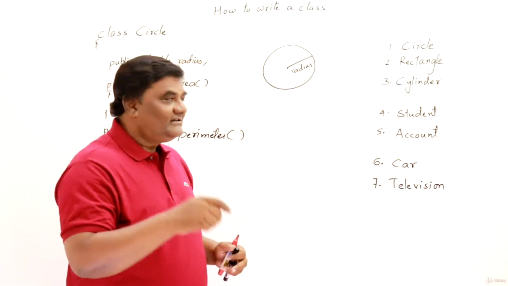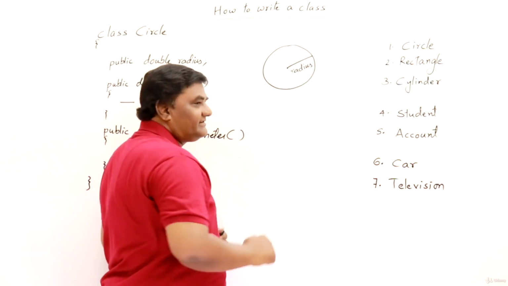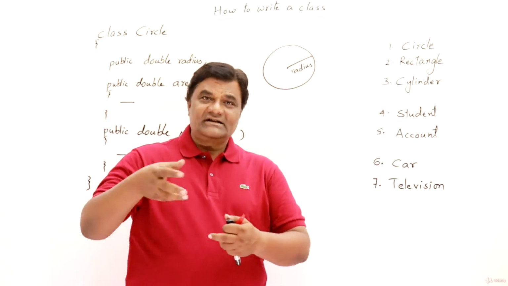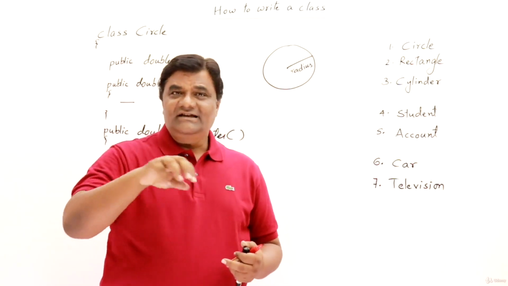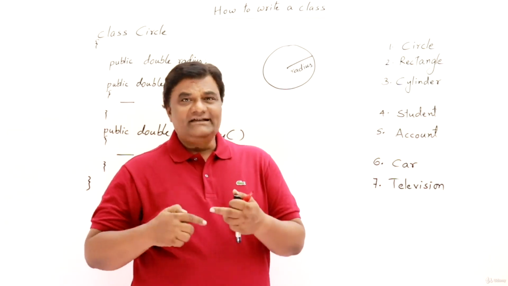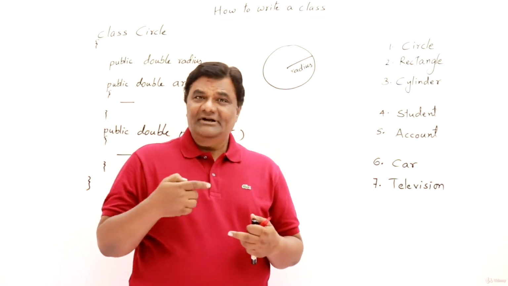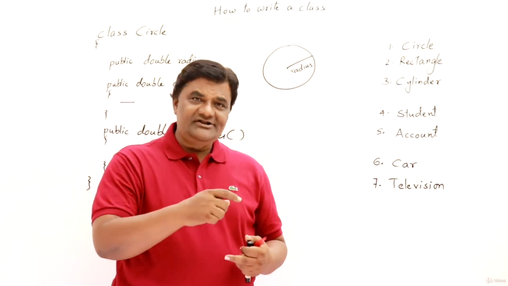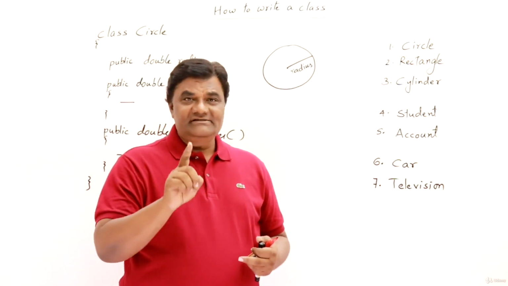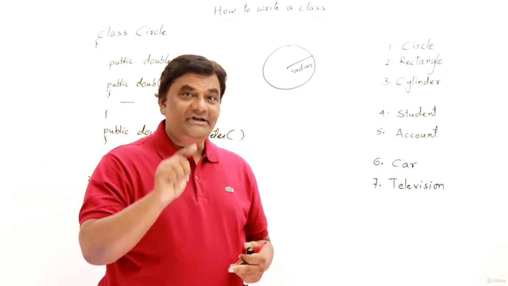Define a circle. A circle will have one property called radius. As a student, if I give you a circle, then you know that it will have its area and you can calculate its perimeter. Calculating area is a computation, right? And calculating perimeter is a computation. So computation can be termed as a method. The property is just radius. If any computation is involved, treat it as a method.